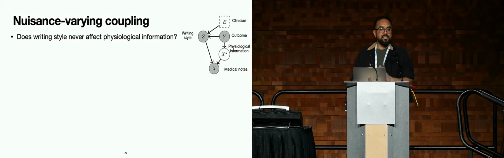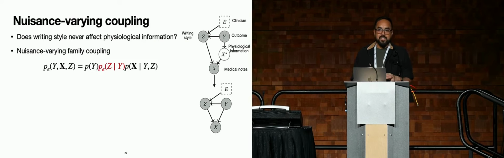All right. Okay. So I told you we made a simplifying assumption. And the simplifying assumption was the label only shows up in physiological information in the clinical note in X. However, writing style could also affect how the physiological information is presented. For example, an inexperienced care provider may not include all the physiological information, while an experienced provider may provide only the relevant physiological information. So we can't make sure that X star is not connected to Z anymore, so we need to generalize this to the nuisance-varying coupling.